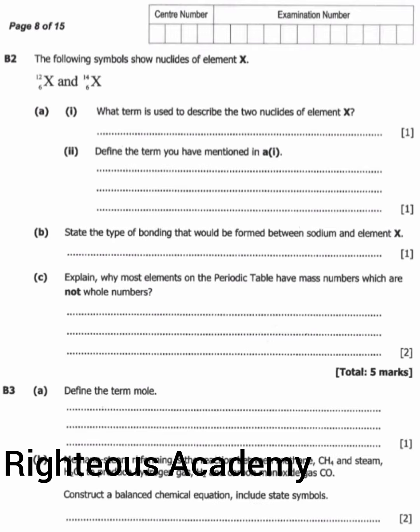So we move on to question C, which is the last question. Explain why most elements on the periodic table have mass numbers which are not whole numbers. This is due to the reason that the mass number is usually the average mass of the isotopes of the element.